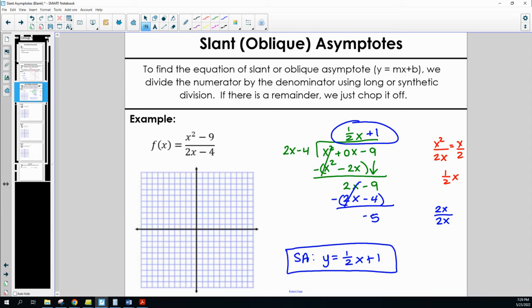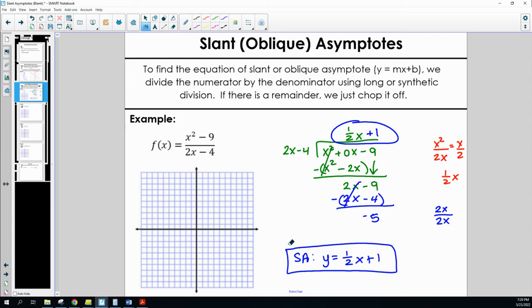So in this class, all we're going to do is find the slant asymptote and then maybe just graph the actual line. We're not going to graph the full rational function that has an oblique or slant asymptote. You'll be doing that in pre-calculus, but it's very similar to what we've been doing to this point.